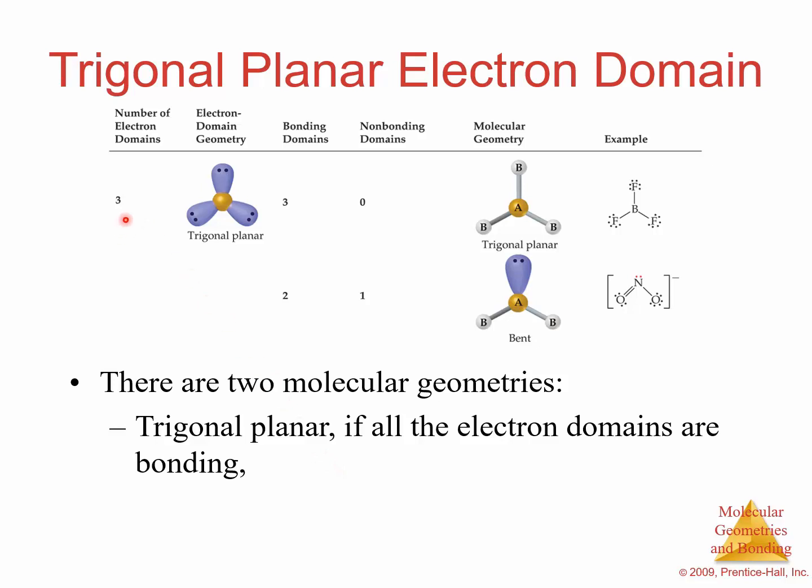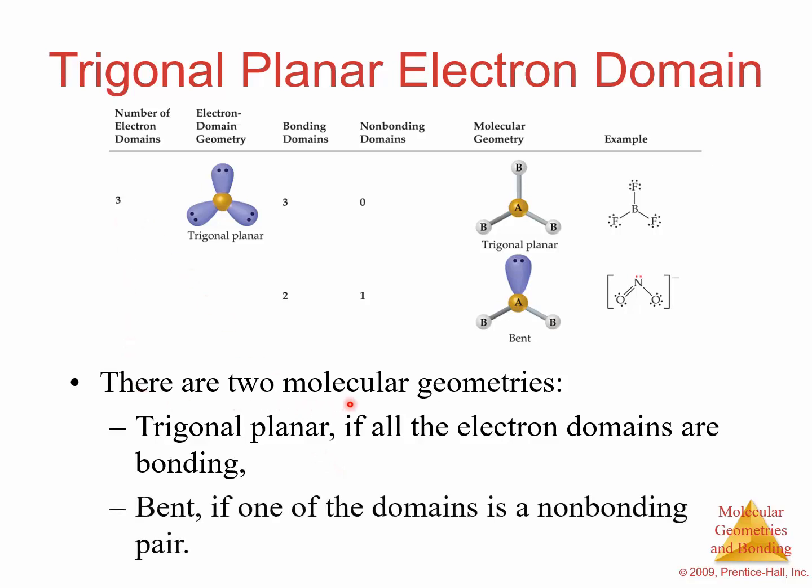If the number of electron domains is 3, then there are two molecular geometries. Electron domain 3, bonding 3 and 0 non-bonding. This is called trigonal planar if all the electron domains are bonding. You see, the example is BF3, and here it's bent if one of the domains is a non-bonding pair. Then we have bent, like this ion called NO2 minus.